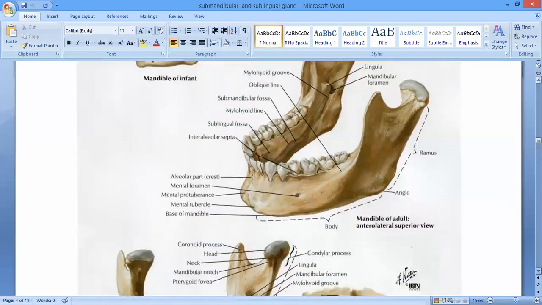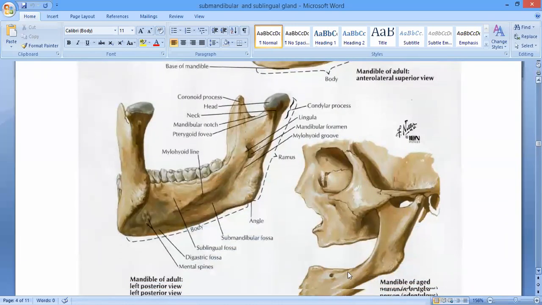Just show you here, this is the medial surface of the body of the mandible, and it is marked by a sharp ridge that is called the mylohyoid line over there. Just inferior to that mylohyoid line, there is a fossa, a depression, that is called the submandibular fossa, right? And just above and anterior to this, there is another depression, and this is the sublingual fossa. So the submandibular gland is lying in this fossa, and the sublingual gland is lying over here.